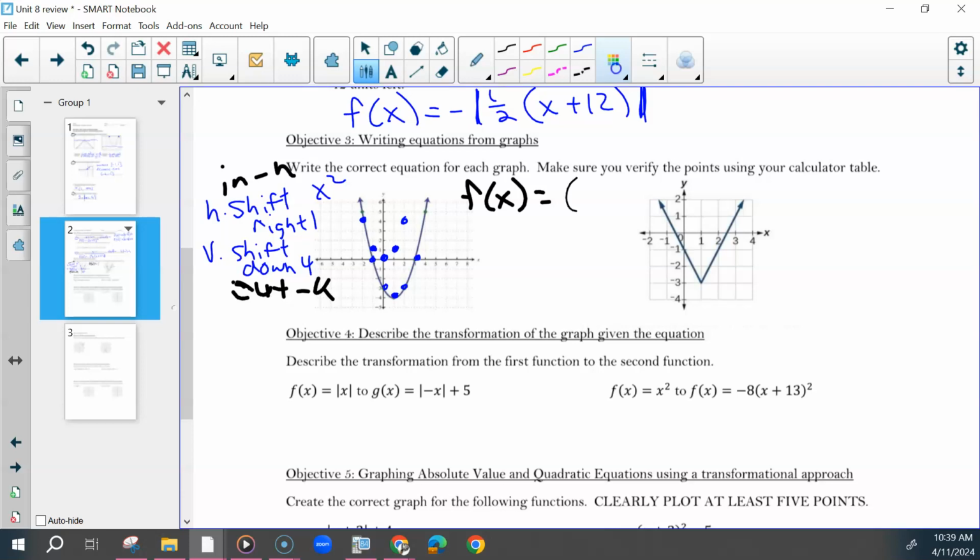How would I say horizontal shift right 1? So not plus 1, do the opposite of what you think. Minus 1. X minus 1, inside the parentheses, squared. And then vertical shift down 4. Do exactly what this says. Minus 4. Do you have to write that or can you just write that? You have to write the equation. You don't have to write these. And then you can always put that back in your calculator, double check it, do your points match.